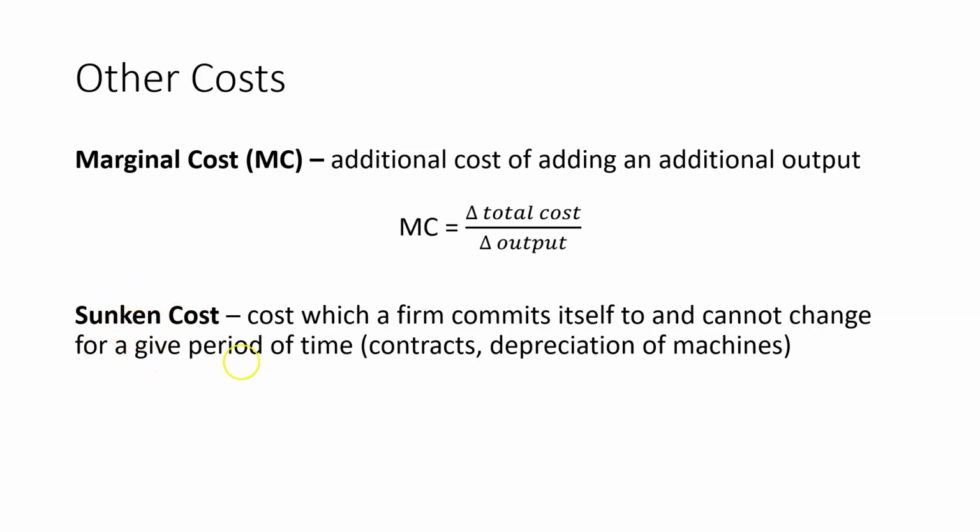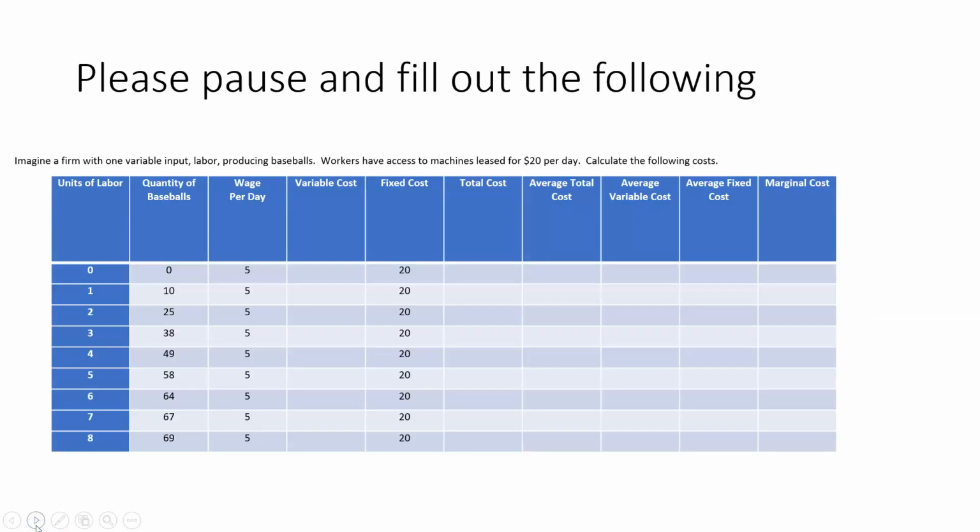Now, with all these definitions of costs, I would like you to get a calculator and to look at this chart. What I'd like you to do in a moment is to pause this presentation here and take a moment to fill in the columns: the variable cost, the total cost, the average total cost, your average variable, average fixed, and your marginal costs.